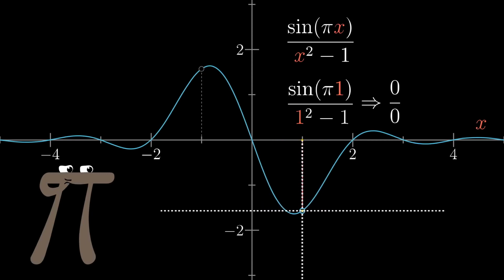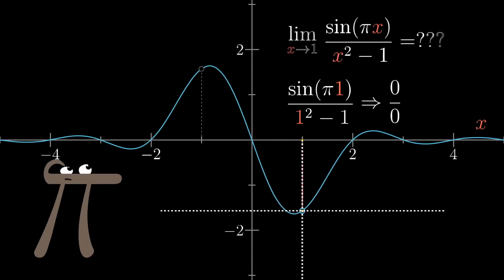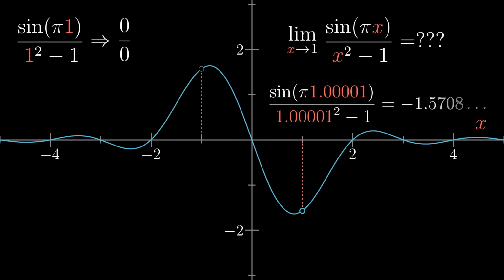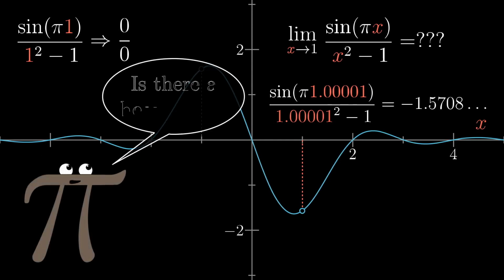So you might ask, how exactly do you find what output this approaches as x approaches 1, since you can't just plug in 1? Well, one way to approximate it would be to plug in a number that's just really close to 1, like 1.00001. Doing that, you'd find that this should be a number around negative 1.57. But is there a way to know precisely what it is?